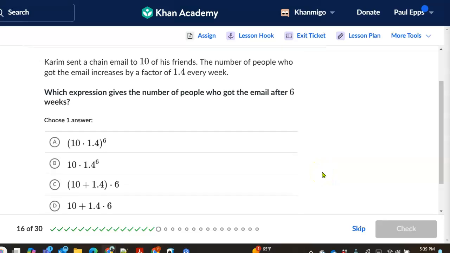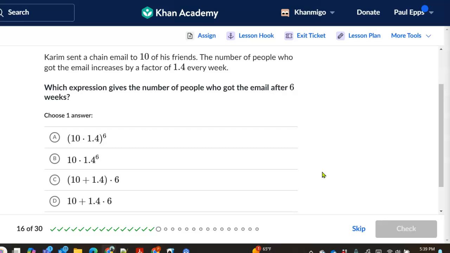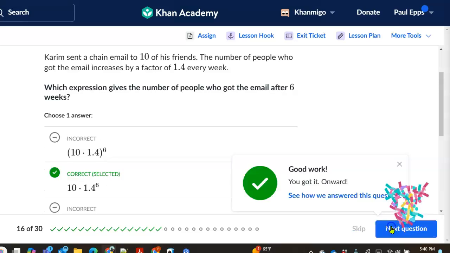Kareem sent a chainmail to 10 of his friends. The number of people who got the email increases by a factor of 1.4 every week. Which expression gives the number of people who got the email after 6 weeks? Yeah, so it's just an exponential function. So it starts with 10 and then goes up by 1.4 every week. If he's been doing this for 6 weeks, or if the letter's been going for 6 weeks, then we are now at 1.4 to the 6th. And the answer is B.